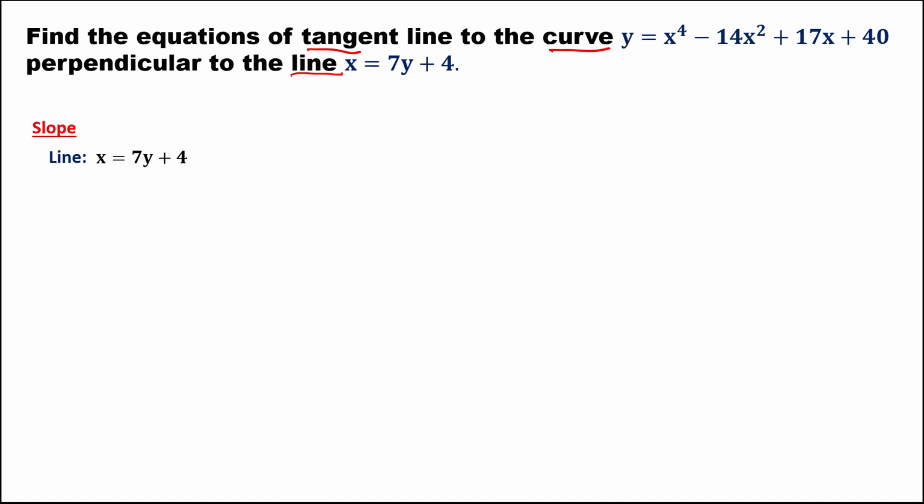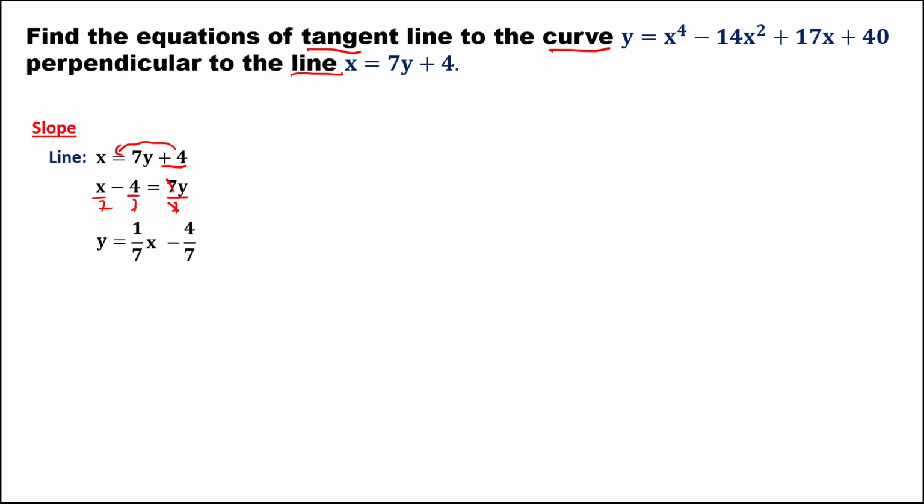Then from this equation, we need to solve for y. So transpose this positive 4 to the other side. So this becomes x minus 4 equals 7y. Then to solve for y, we need to divide every term by 7. So y equals 1 over 7 x minus 4 over 7.